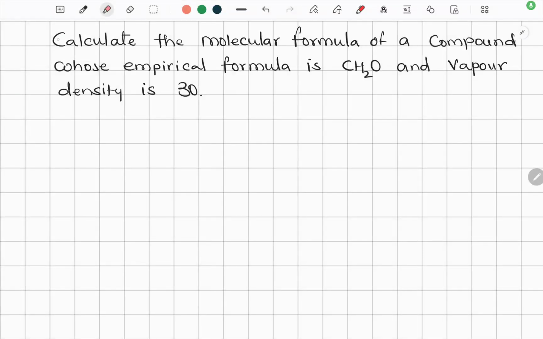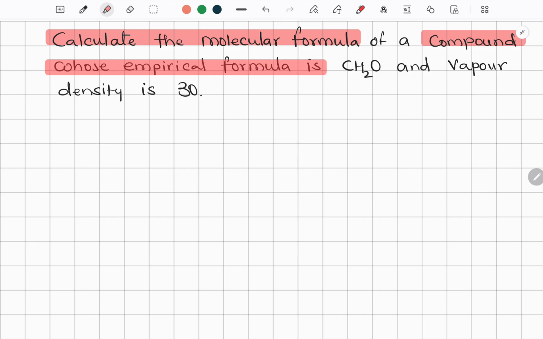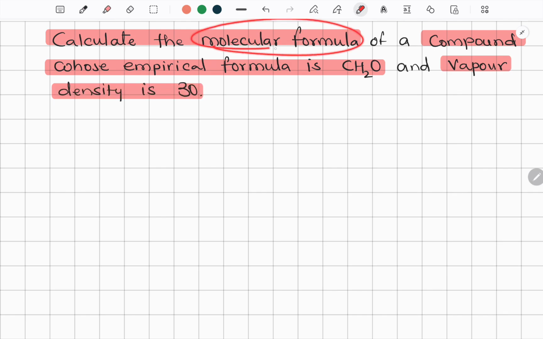Let's try to solve this question. So in this question it's been asked that calculate molecular formula of a compound whose empirical formula is CH2O and vapor density is 30. Okay, so what do we have to calculate over here? We have to calculate the molecular formula. What is given? The empirical formula is given, which is CH2O, and the vapor density is given, which is 30.